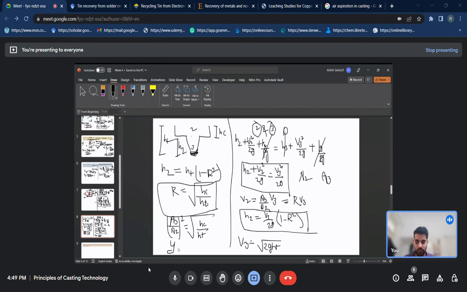So this is a parabolic equation. You can compare it with y is equal to kx square. So the ideal down sprue should be a parabola. Practically it is very tough to produce, and due to its manufacturing cost and complexity, the usual practice is to use a slightly tapered sprue instead of a parabola.